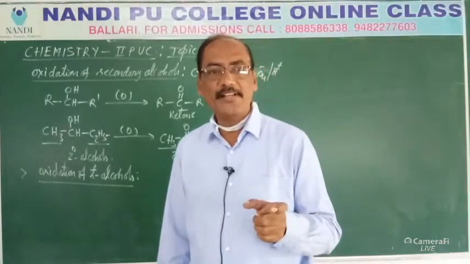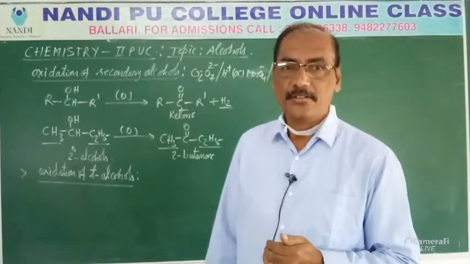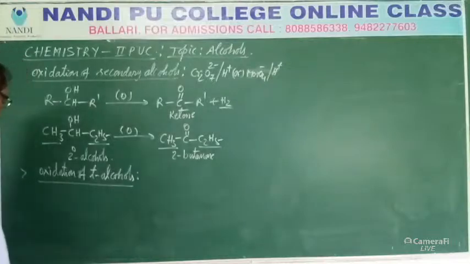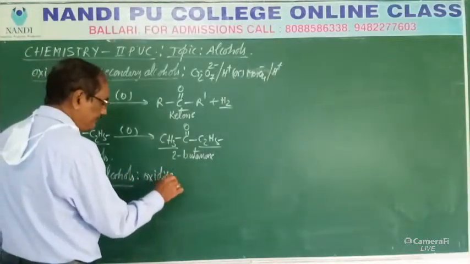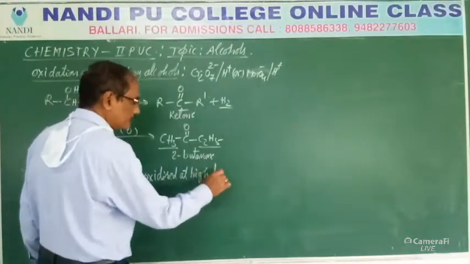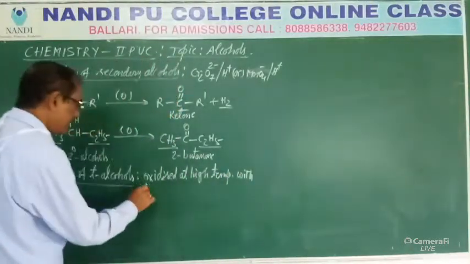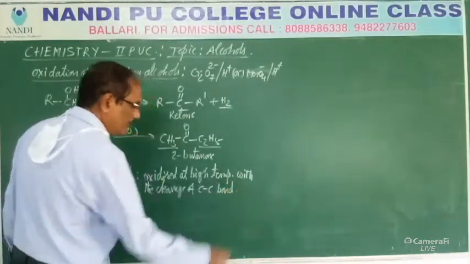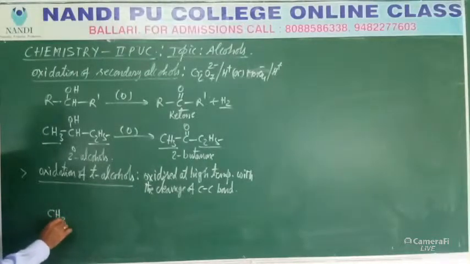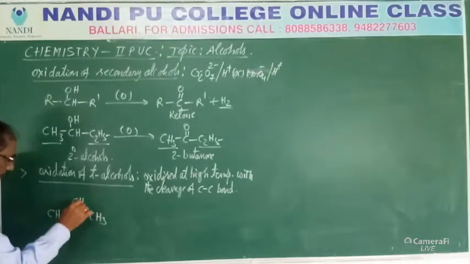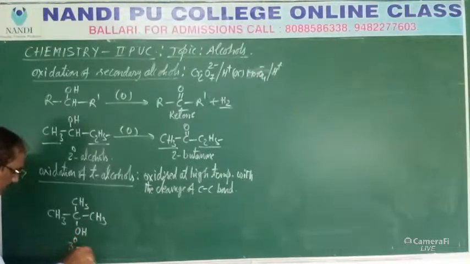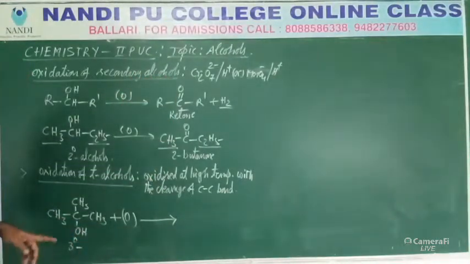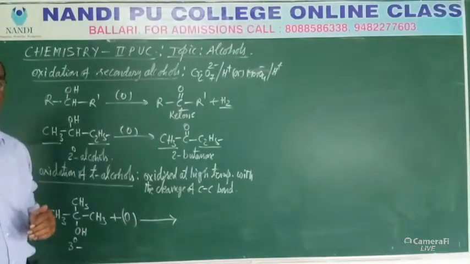So whenever bond cleavage is taking place, it needs some drastic conditions. Therefore, tertiary alcohols undergo oxidation at high temperatures with the cleavage of CC bonds. Right children? So this point is very important to remember, this reaction. See this CH3, I have taken tertiary butyl alcohol. This is a tertiary alcohol. If it undergoes oxidation, you can use the same reagents. So what I told here, the bond cleavage is taking place.